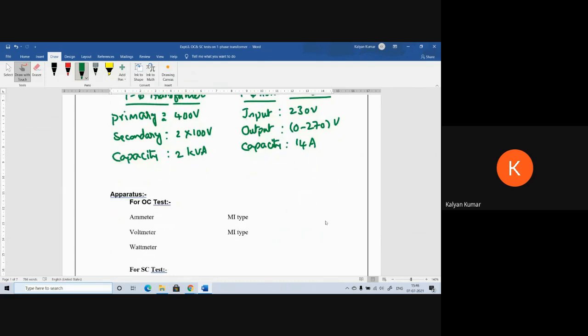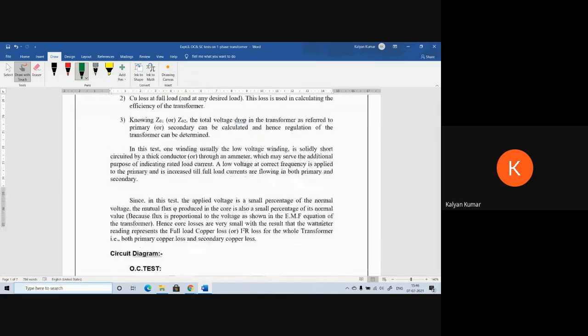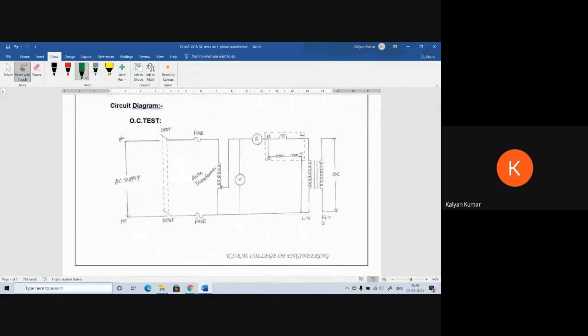Now what is the apparatus required for conducting the test? In order to decide the apparatus, we have to fix the meter ranges in the circuit diagram. So coming to the OC test, here we are using single phase AC supply. The rated supply voltage, single phase standard AC voltage is 230 volts and it is of 50 Hz frequency.